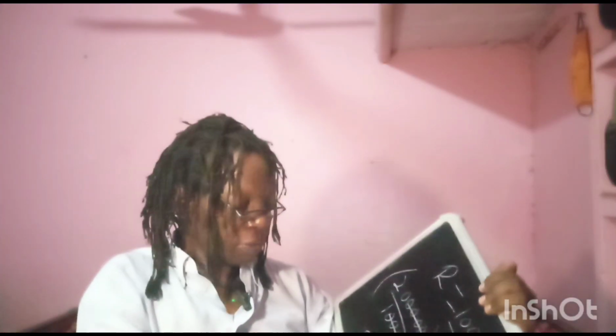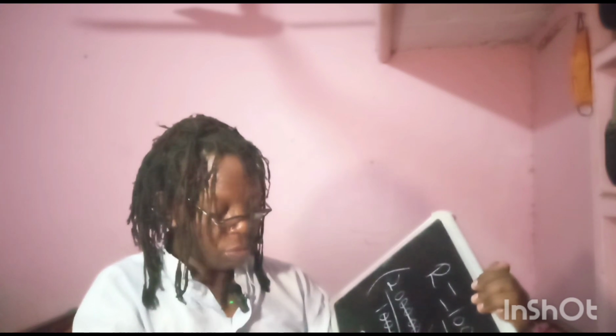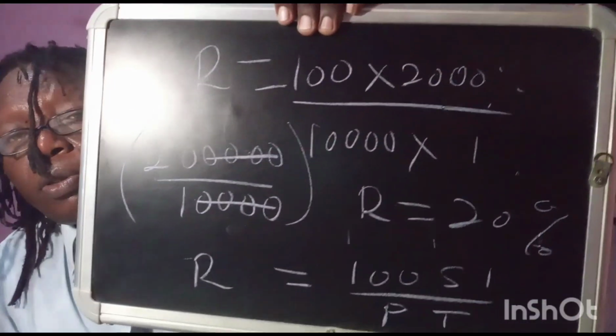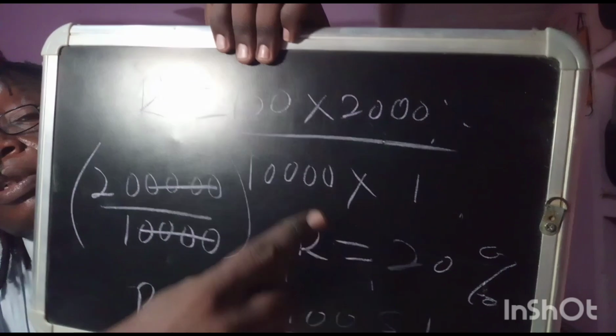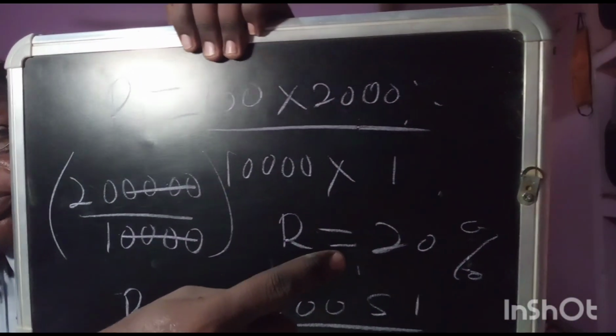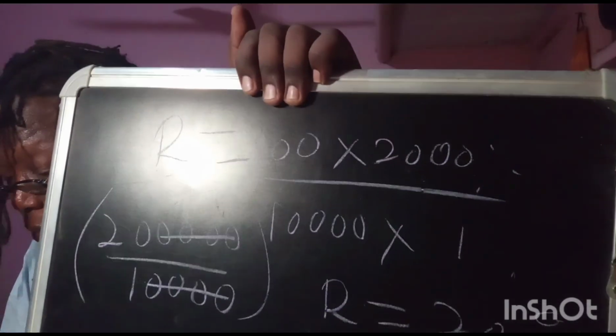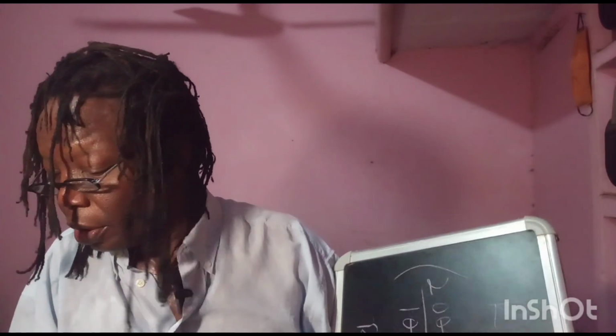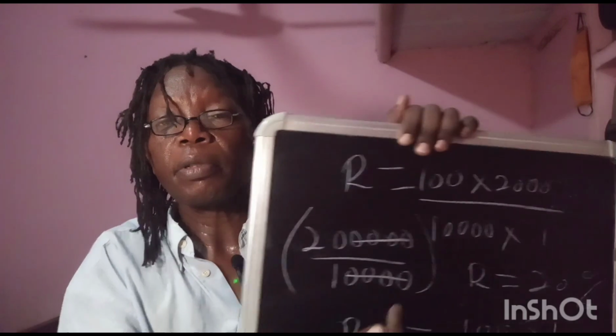So rate of interest equals 20%, because over 100 means it's in percentage. So there it is, the rate of interest. When you calculate this, you just remain with 20. The interest rate will be 20%. Simple interest is equal to principal times rate times time over 100. So this is the solution, 20%. That's how you calculate the rate of interest.